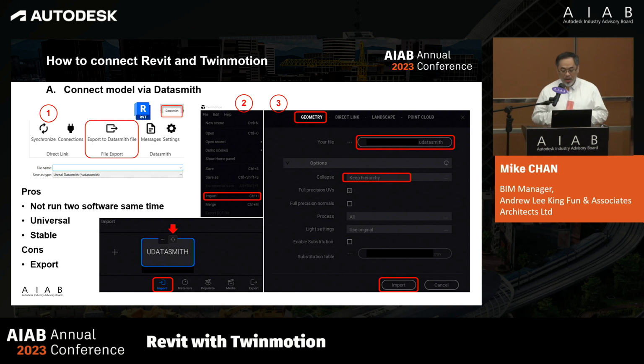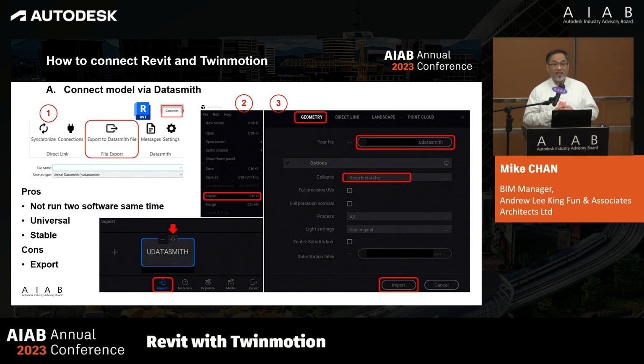Okay, when you click the import, then in Twinmotion you will see the Datasmith, and down below you will have your imported file name. I crossed it out because I don't want to show it. And you will get the sync button, with the arrow pointing down.